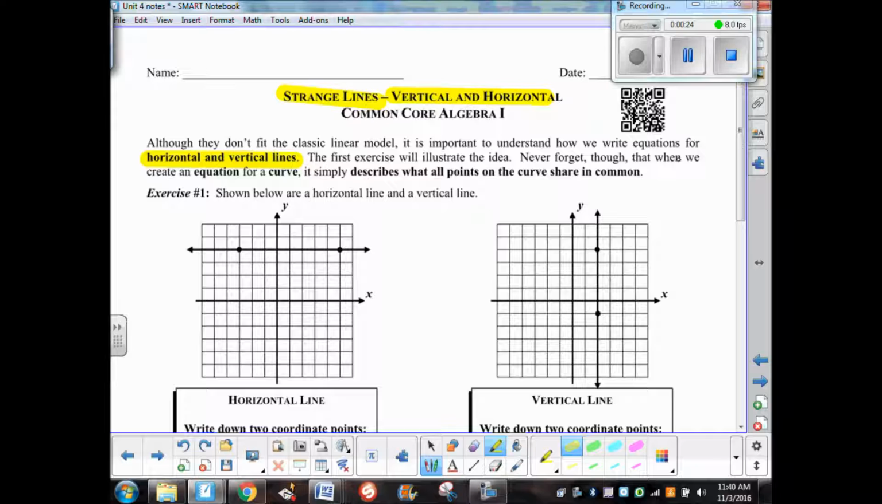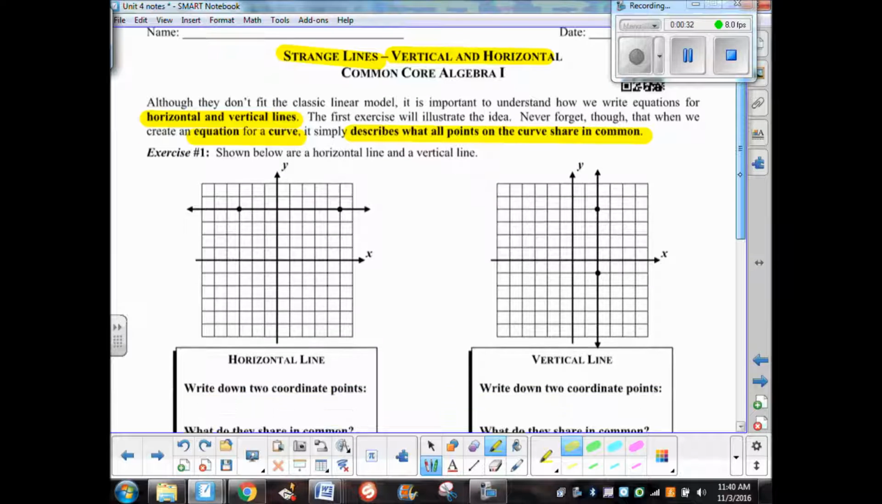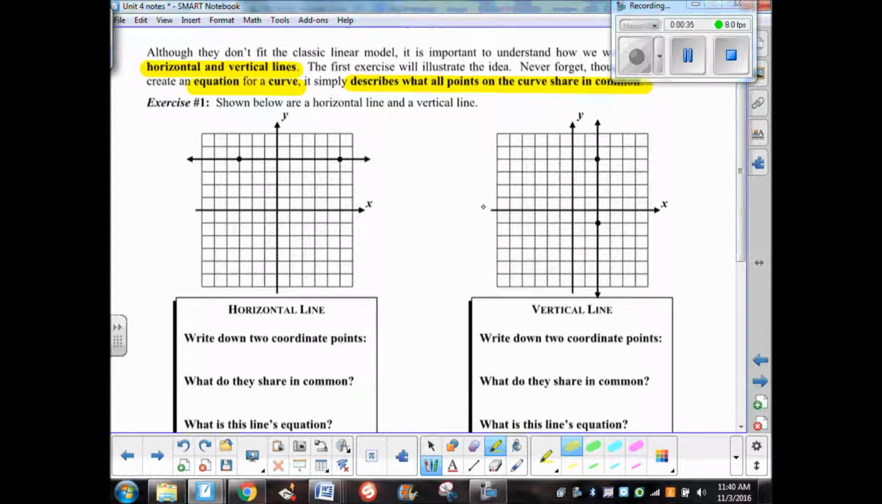It says, never forget, though, that when we create an equation for a curve, it simply describes what all points on the curve share in common. So exercise 1, we've got two graphs here. We've got a horizontal line, and we have this vertical line. Sorry, that wasn't very straight. Let's redo that line.